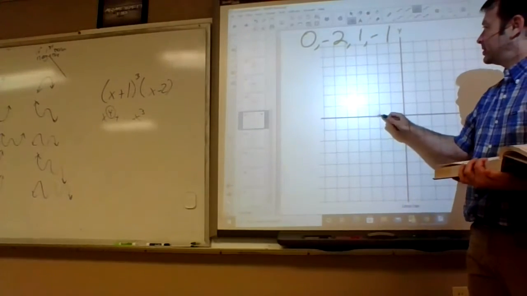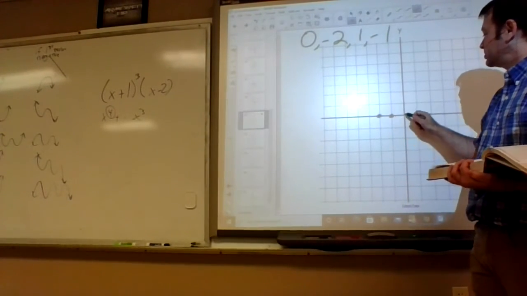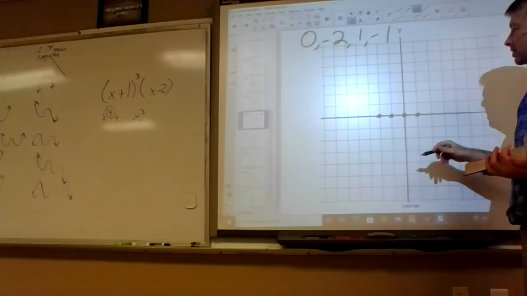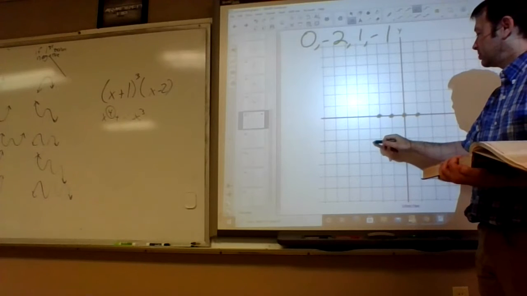So I'm going to put a dot at -2, -1, 0, 1. Oh, so it bounces off at the 0. It's going to bounce at 0. I'm going to change that.